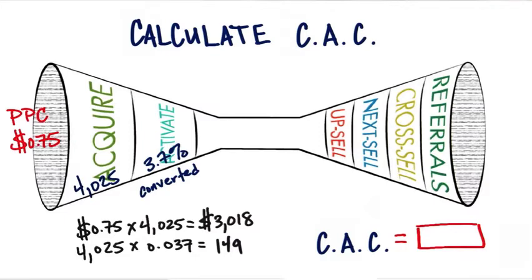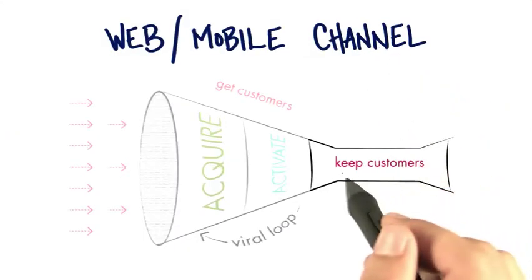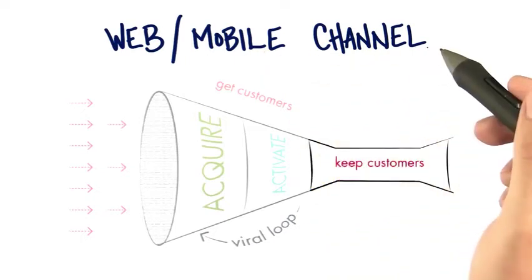And now, if we divide the $3,018 by these 149 activated customers, we find out that the customer acquisition cost, the CAC, equals about $20. More precisely, about $20.27. So let's take a look at keeping customers for the web mobile channel.